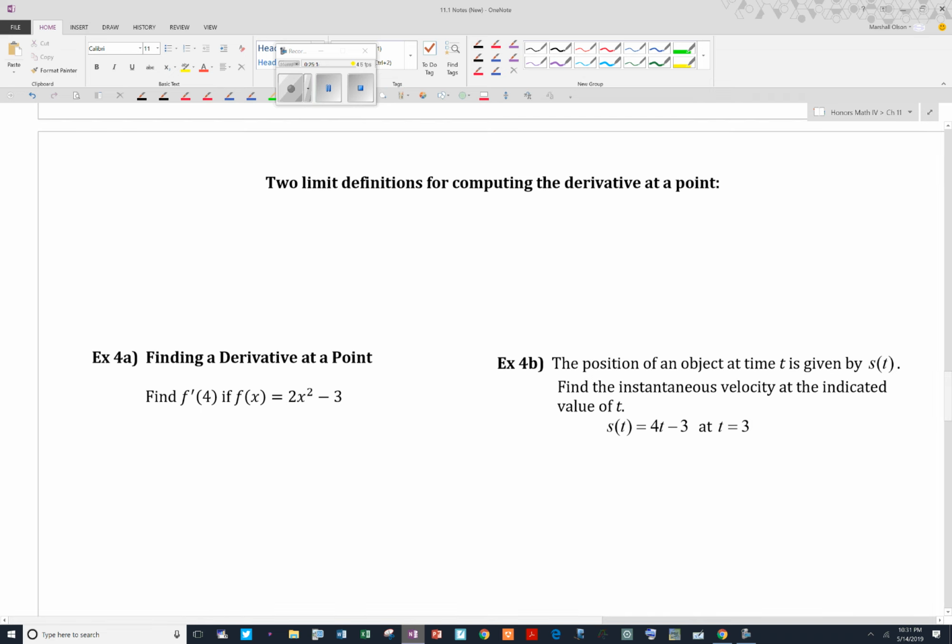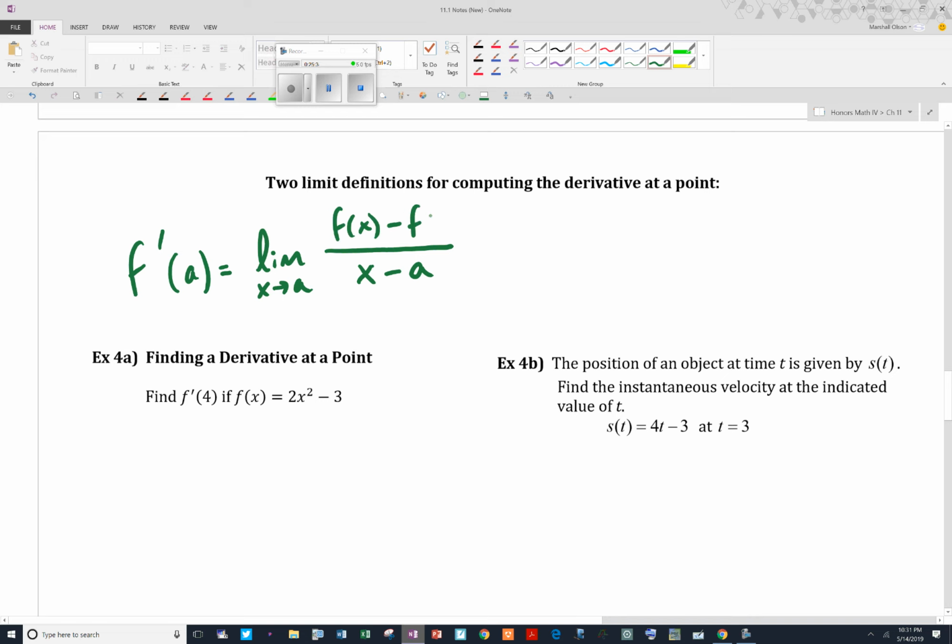All right, so now here are the two formulas we got then for finding the derivative at a point. We have f prime of a equals the limit as x approaches that value a. Our two x values are x and a, and our two y values then would be f of x and f of a.